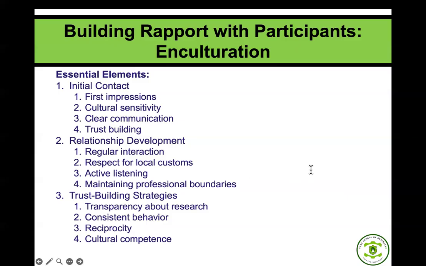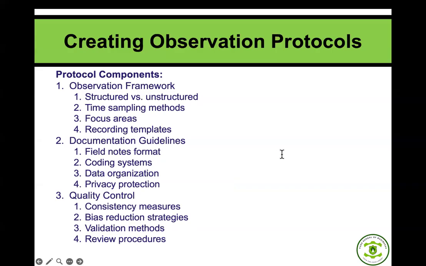We have to be very transparent about our research goals and stay consistent in terms of what? Our behavior. Because people will notice when you say one thing, but you do another. So we have to be very consistent. And then we also have to practice the concept of what? Reciprocity. We have to be able to give back to the community that's helping us. And then lastly, we should be able to develop cultural competence by learning what? The do's and the don'ts.